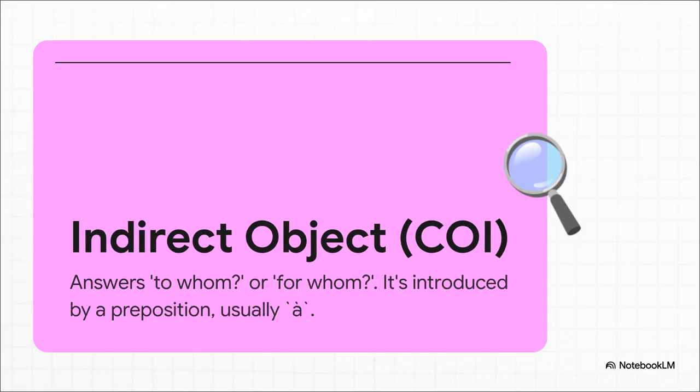Easy enough. And then you've got its partner in crime, the indirect object, or COI. This one answers to whom or for whom. And the big clue here, the thing to look for, is almost always that little preposition "à." So if you have "je parle à Marie," I'm speaking to whom? To Marie. That becomes "je lui parle." See? That "à" is your trigger.